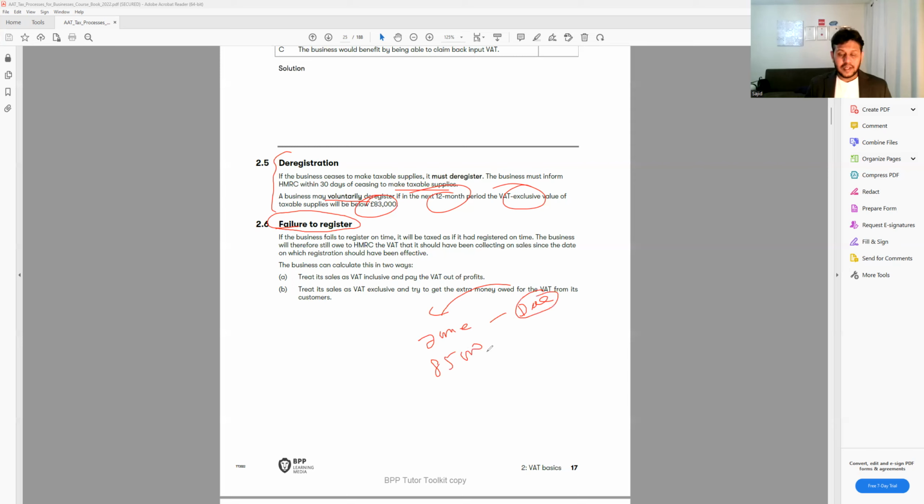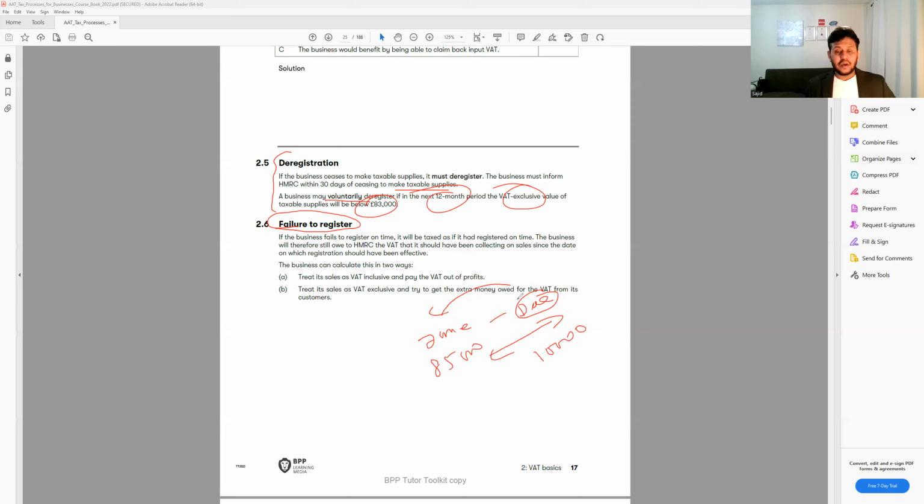So what will happen? You need to see how much sales you made from June to December. Let's say you made 10,000 pounds of sales. Even though you did not charge any VAT to the customer during these 6 months, because you never knew you had to register for VAT, HMRC will still treat it as a VAT-inclusive amount. HMRC will say, listen, you forgot or you didn't check, it's your problem.